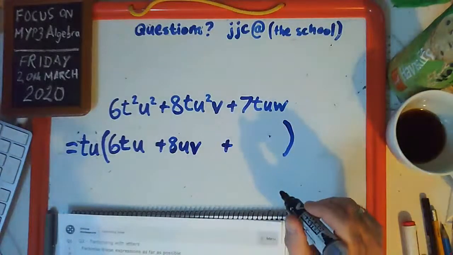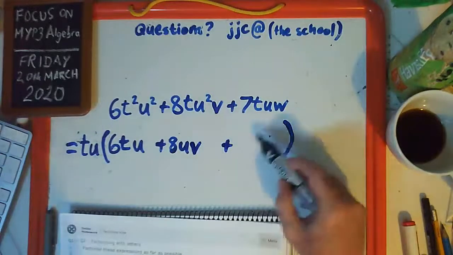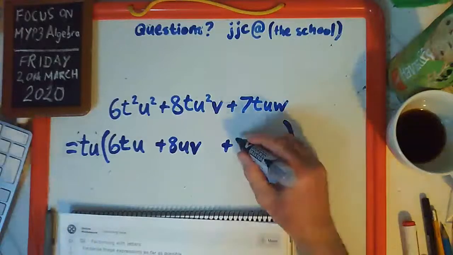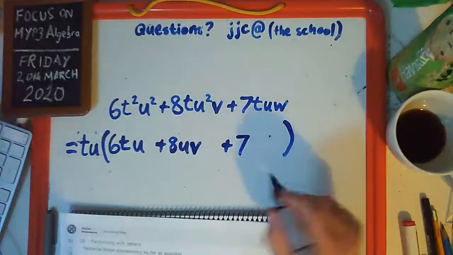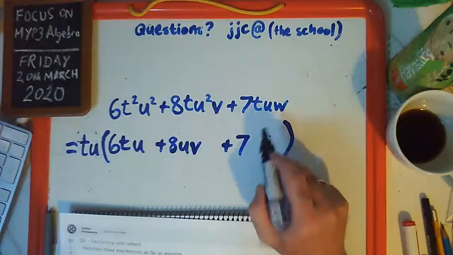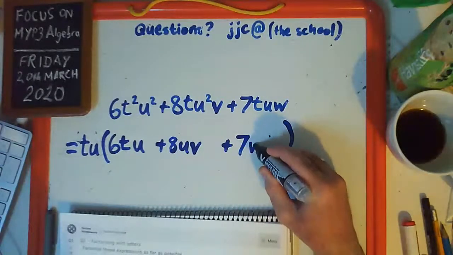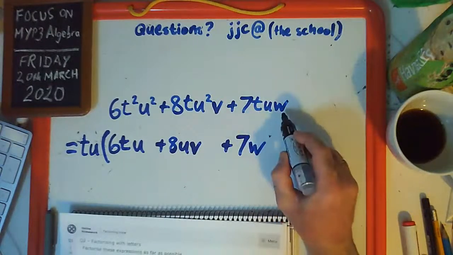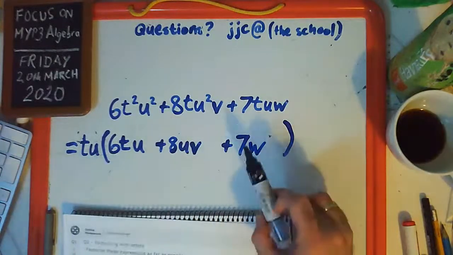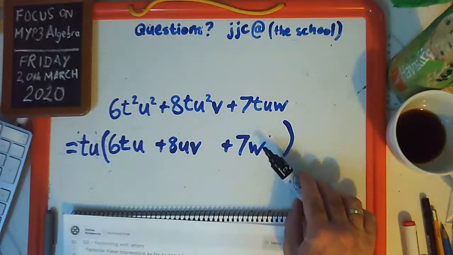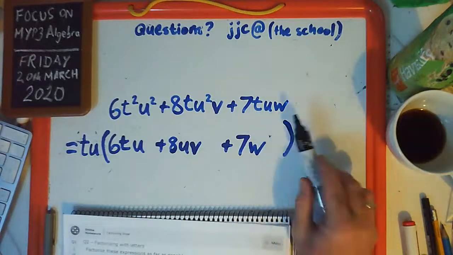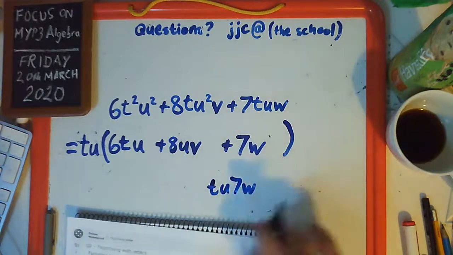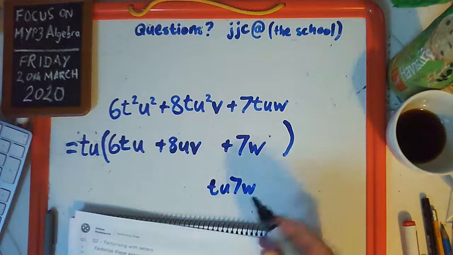Then the next term, so tu times what inside the brackets will give me 7tuw. So obviously, I'm going to need a 7 there. I've already got the t and the u, and I'm going to need to multiply that 7 by w as well in order to get the w on the end there. So tu times 7w gives you 7tuw.